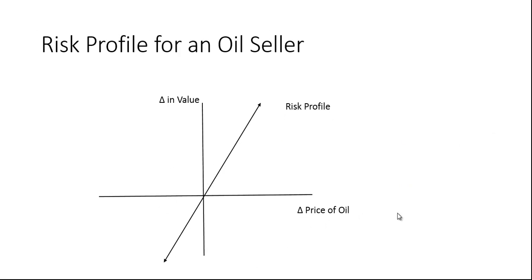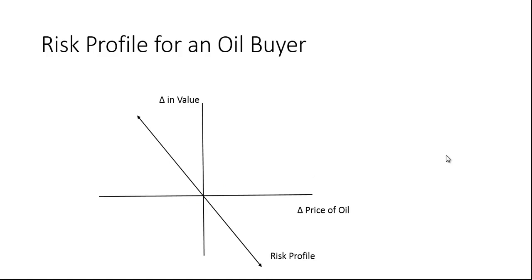What we have here is a picture for the risk profile for an oil seller. Down here we have the change in the price of oil, and here we have the change in value. And you have this line here. You can see that as the price of oil goes up, the value goes up. So that's a good thing. But as the price of oil goes down, the value of the firm here goes down. It hurts the firm. So this firm is going to want to find a way to reduce this downside risk or to eliminate risk altogether.